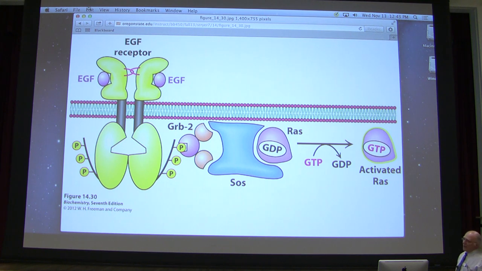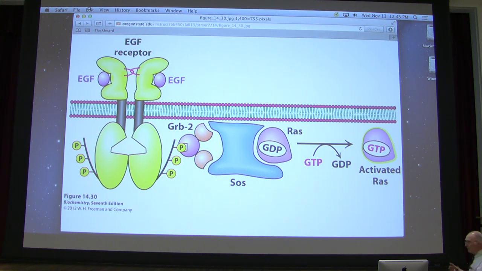It turns out that if you can block the action of HER, you can stop this process from happening. So there's a specific antibody known as a monoclonal antibody that's been made that binds only to HER and stops this process from happening. So people who have a tumor that is caused by making too much HER are given this antibody. This antibody is called Herceptin, H-E-R-C-E-P-T-I-N.